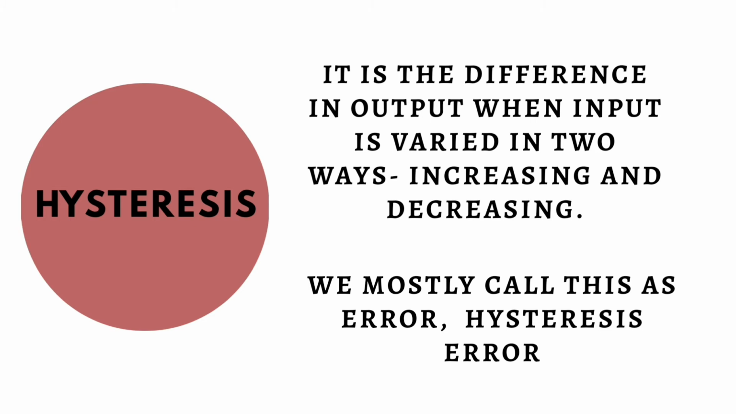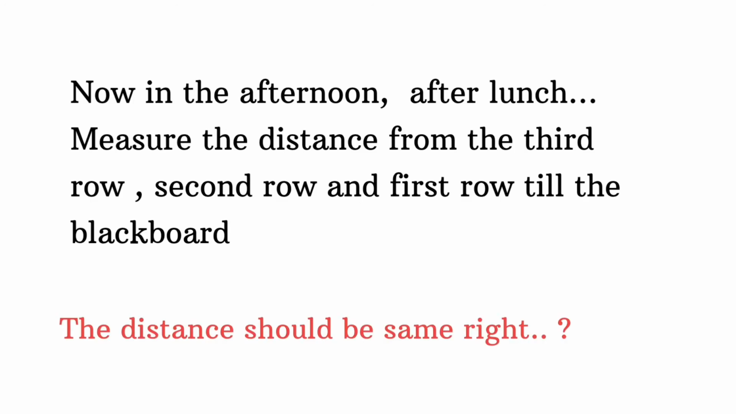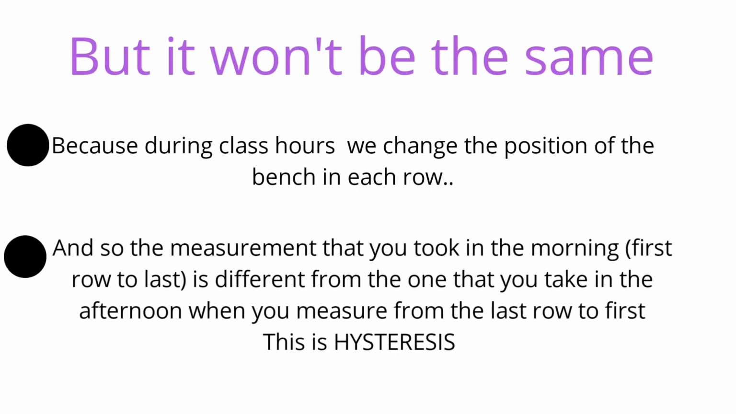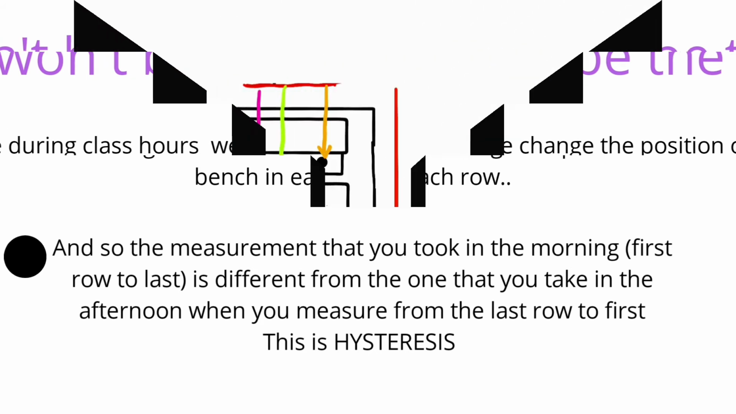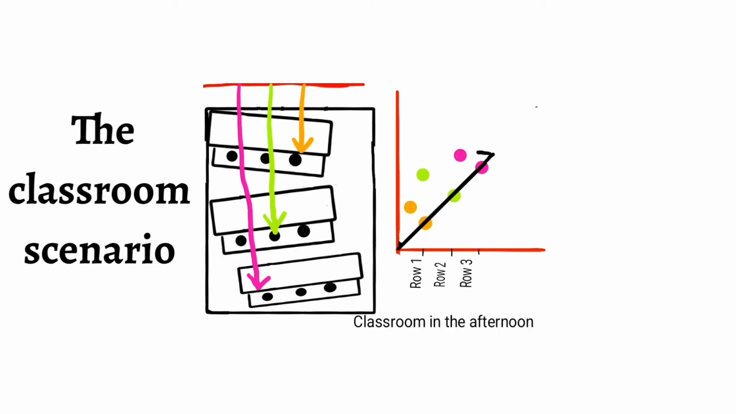It is a difference in output when input is varied in two ways, increasing and decreasing. We mostly call it an error, or consider it a hysteresis error, right? So for example, imagine your classroom. Now measure the distance between the first, second and third row from the blackboard and try the same again in the afternoon after lunch. The distance should be same, right? But for your surprise, it won't be same, because during the class hours we change the position of the benches, right? You can see a small graph about it. You can see in the morning it will increase, whereas in the afternoon if you measure from back to front it will be different. We call that hysteresis.